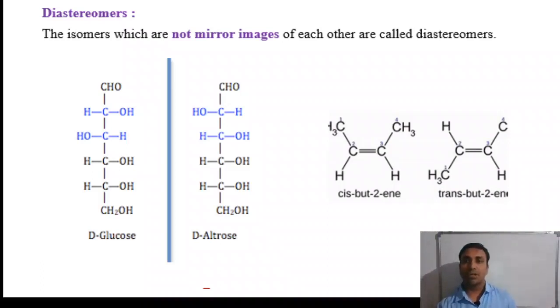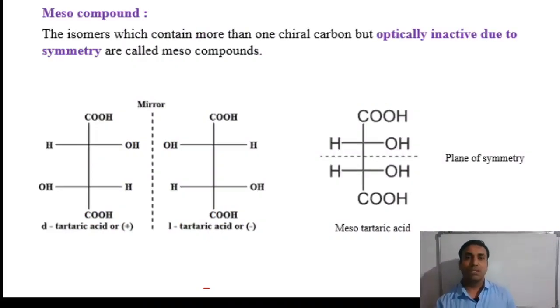One more example we can see. A next type of isomer we can see. It is meso compound. What are meso compounds? So meso compounds are the isomers which contain more than one chiral carbon.